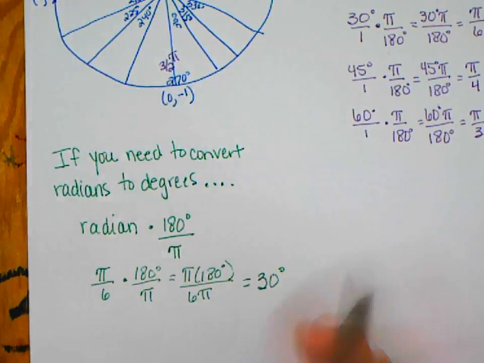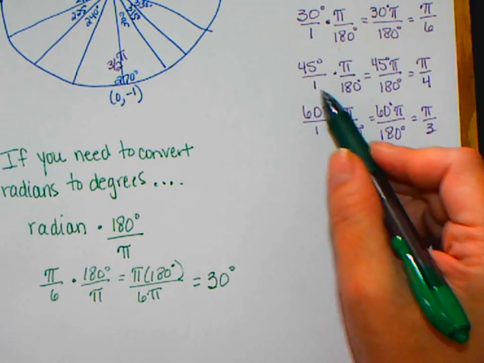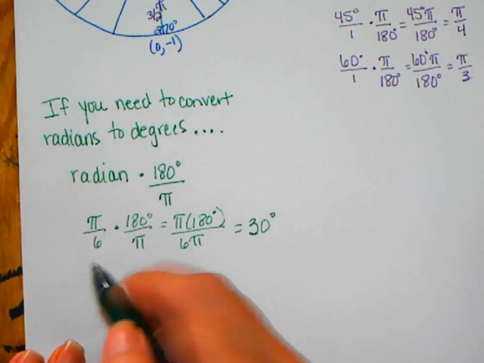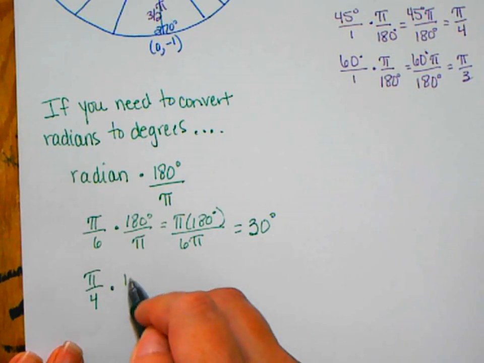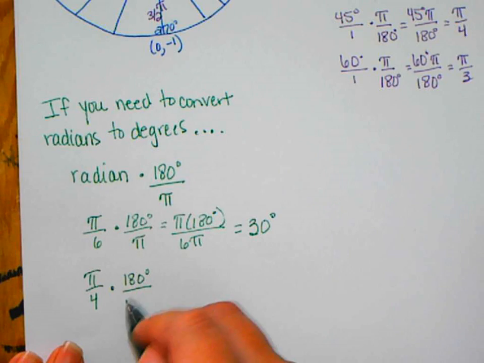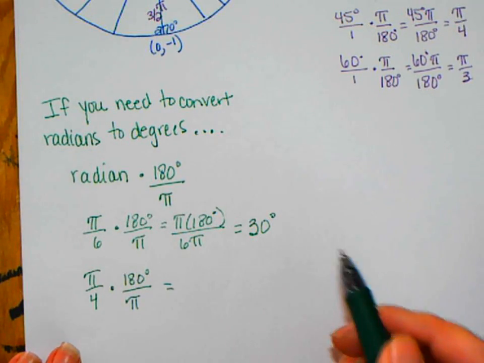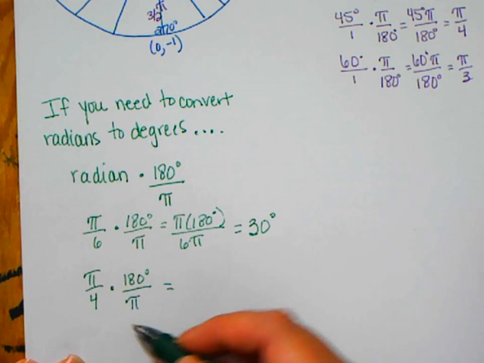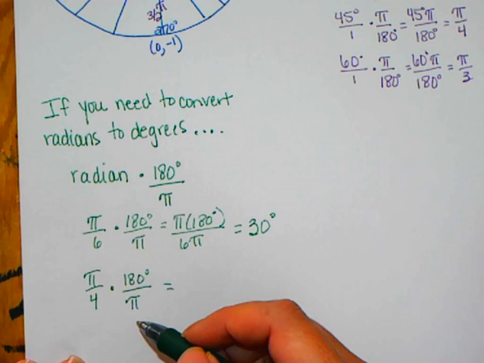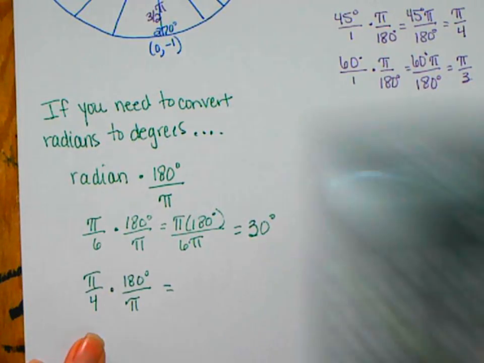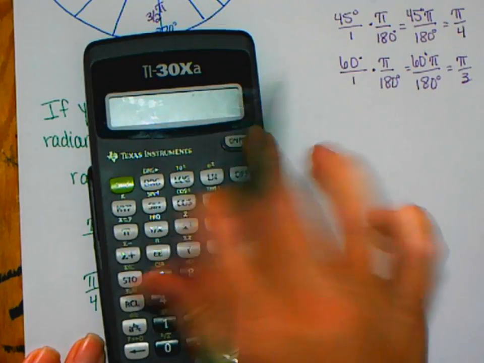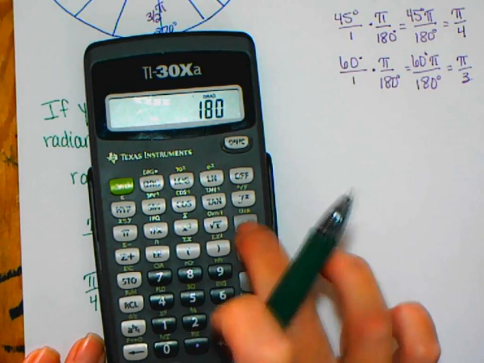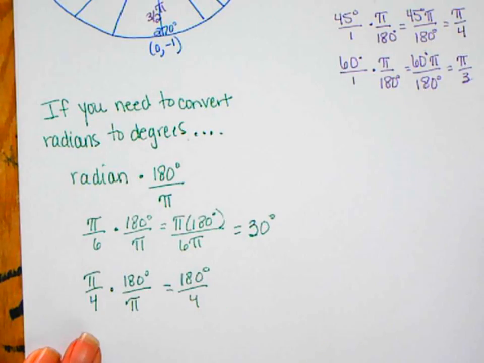Let's try pi fourths. We already know that pi fourths radians is 45 degrees. Let's just try it real quick. So pi fourths radians times 180 degrees over pi. Now if we cross reduce, we know those pi's are going to cancel out, right? And 180 degrees divided by 4 is 45 degrees.